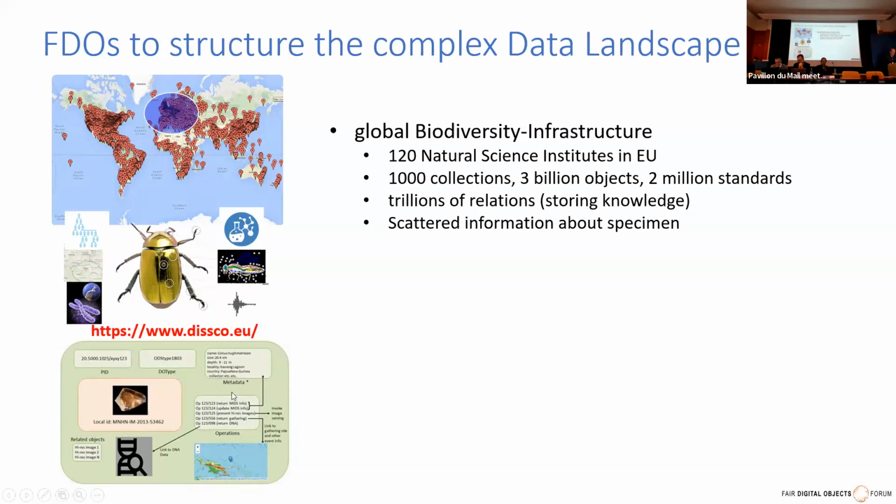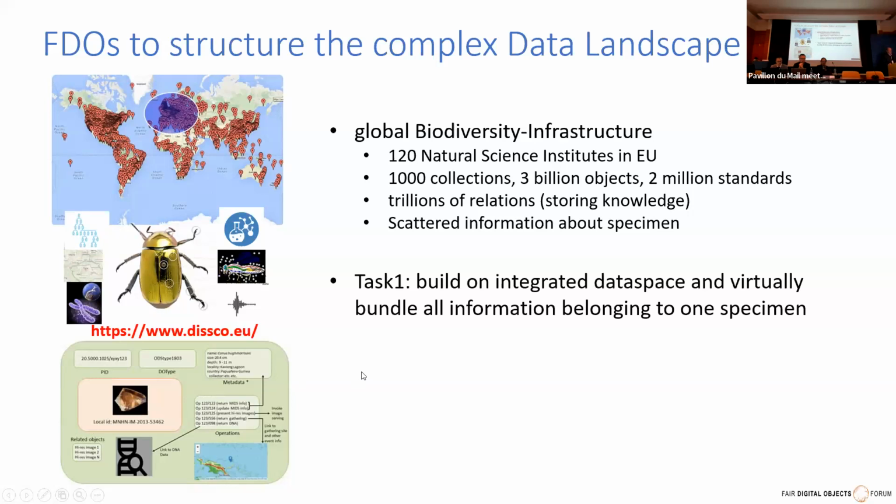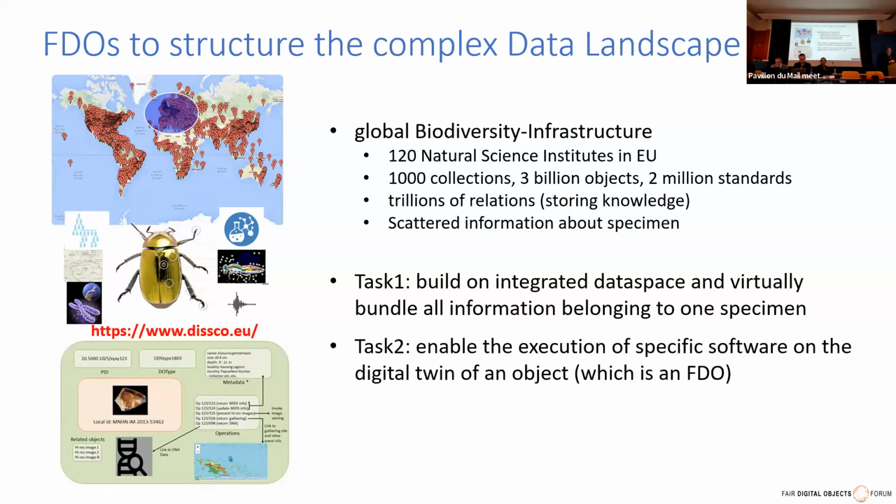And what you can see here is an indication of the FAIR digital object. So they do it with the FAIR digital object. The first task is then to build this integrated data space and virtually bundle all the information belonging to one specimen. And of course, they use a lot of different tools to get this integration done. And the second task is to enable the execution of specific software on the digital twin of an object, which is an FDO. So you can call this a digital twin, finally.